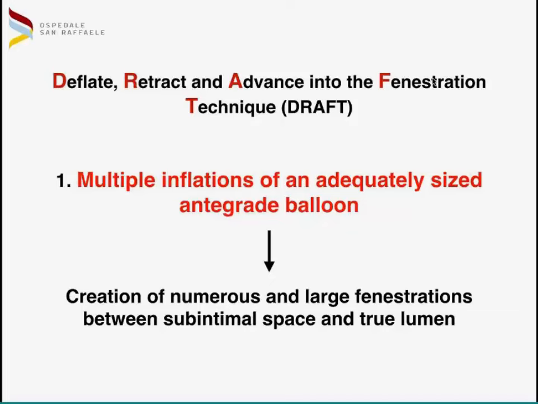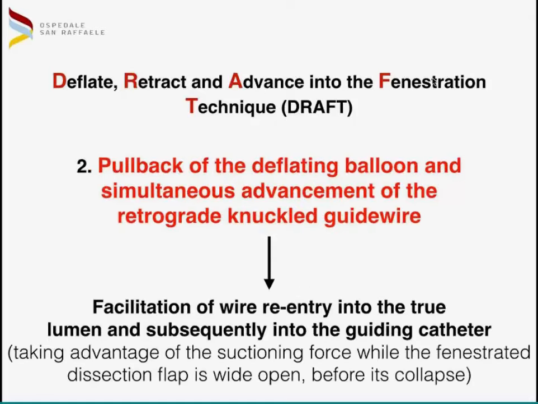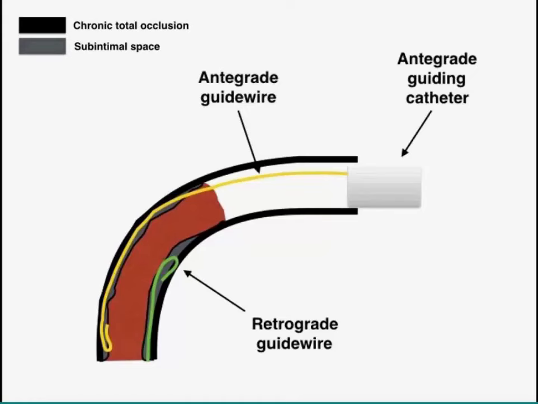First of all, we need multiple inflations of an adequately sized antegrade balloon in order to create numerous and larger fenestrations inside the subintimal space, connecting the subintimal space with the true lumen. Then the second step is to pull back the deflating balloon with a simultaneous advancement of the retrograde knuckle wire. The timing of this maneuver is very important, because when we pull back the balloon, we pass through a fenestration and, before it collapses, we have to cross this fenestration with the wire, taking advantage of the suction forces while the fenestrated dissection flap is wide open, and so again, before it collapses.